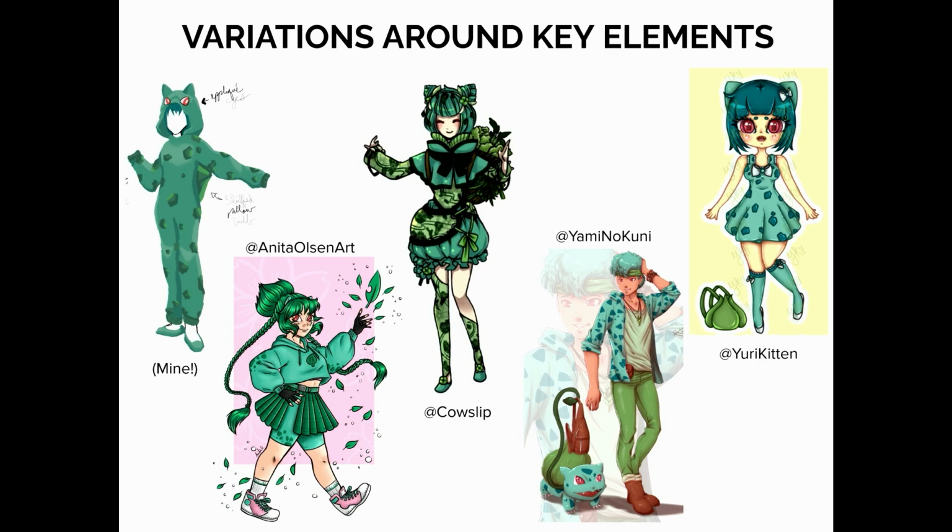But you can make a bajillion different kinds of Bulbasaurs, and I've got the designers of each of those sketches on here. You could do a street fashion, J fashion kind of thing with the pleated skirt. You could do something very formal, like the cowslip design there in the middle. There's a more masculine design from Yami, with pants and an overshirt instead. And Yuri Kitten's example has a full-on backpack for the bulb and does more of a skater dress. If you saw any one of these, like somebody walking around PAX, you'd be like, oh, that's Bulbasaur, cool.